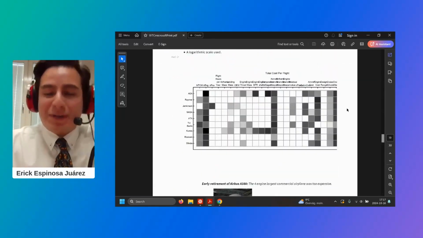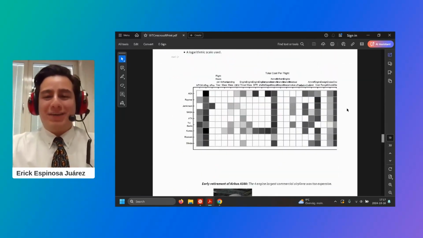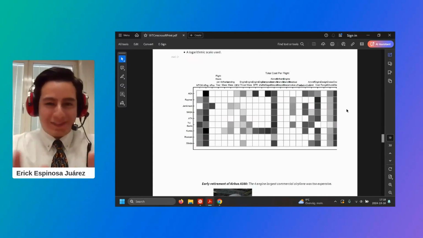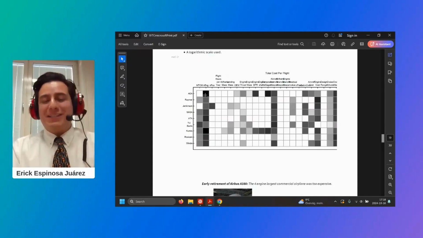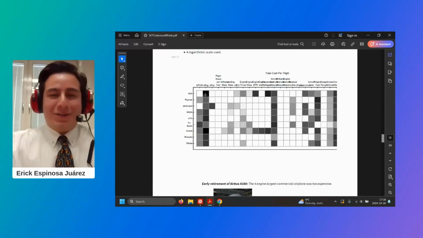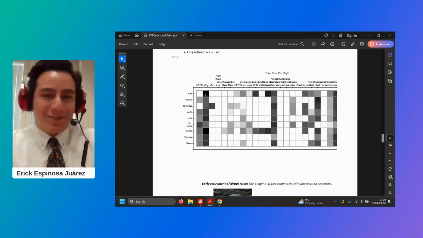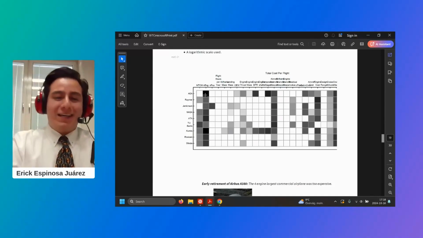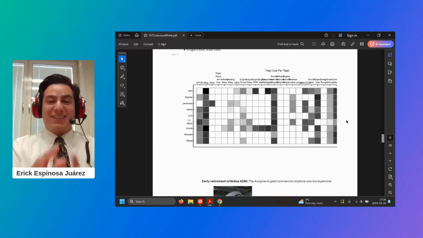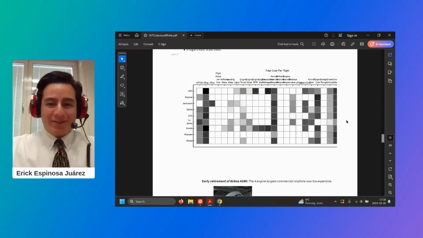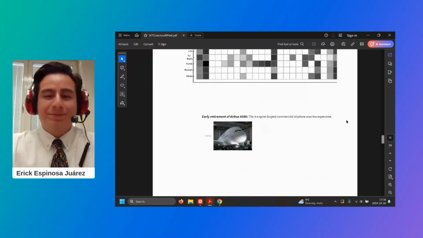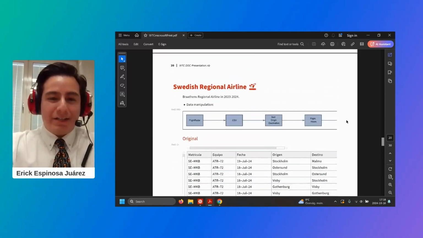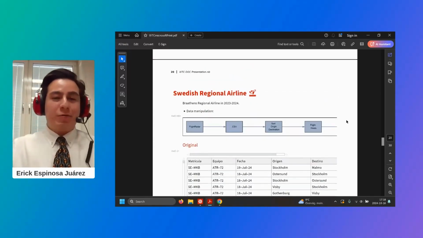This is the heat map I was showing. Because of the PDF resolution, the resolution is not that great, but we can see how the number of engines is actually a lot more. It has a direct impact on the total operating cost of the airplane. This really helps you as a designer, which is my background, aeronautical engineering, to see what you should focus on more. And here, the Swedish regional airline, just really quick.